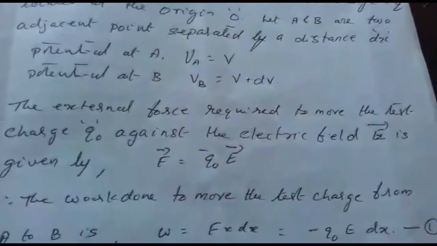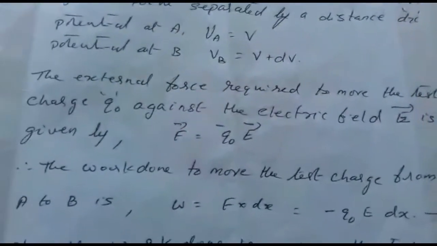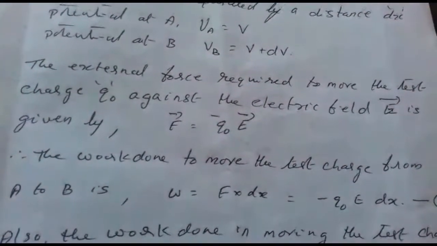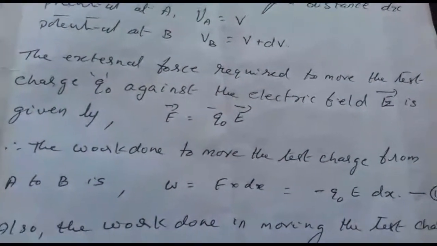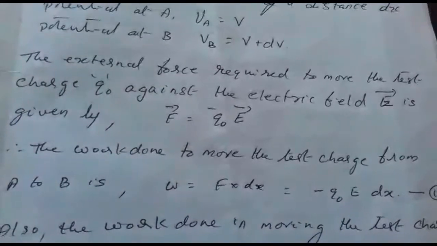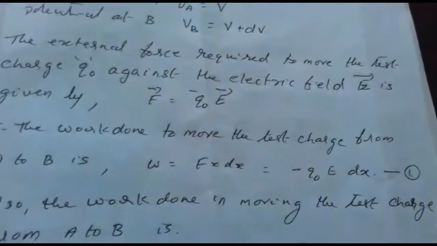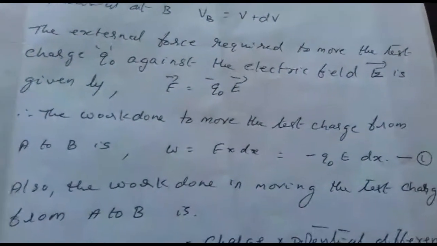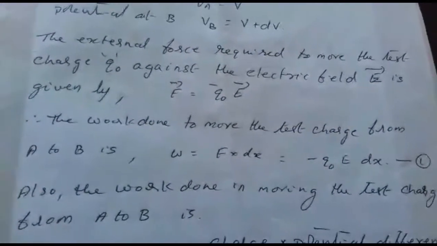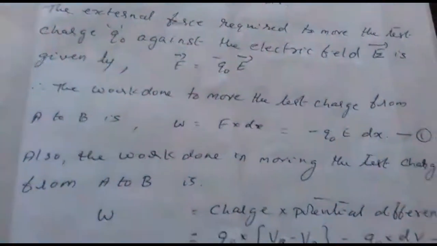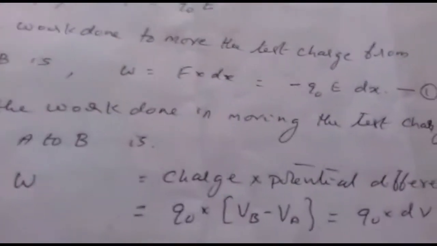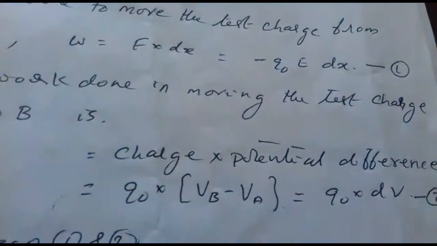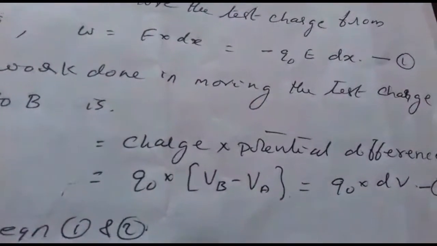Therefore, the work done to move the test charge from A to B is W is equal to F into dx. But the value of F is equal to minus Q0 into E. Therefore, W is equal to minus Q0 E into dx, equation number 1. Also, the work done in moving the test charge from A to B is W is equal to charge into potential difference equal to Q0 into Vb minus Va.